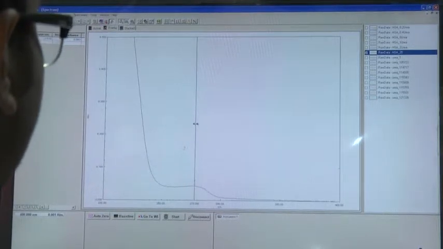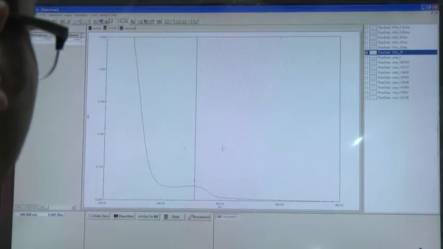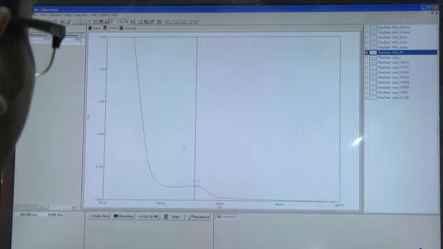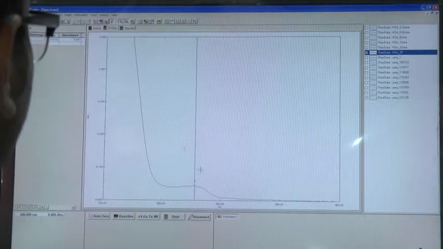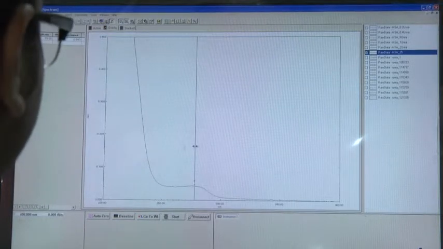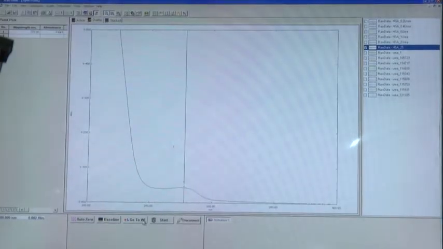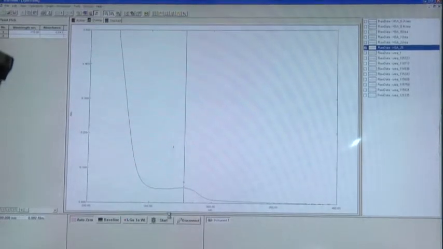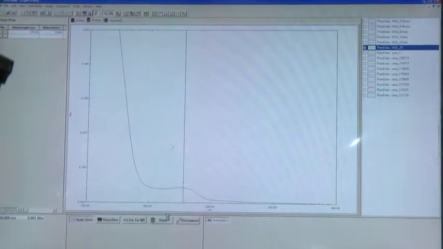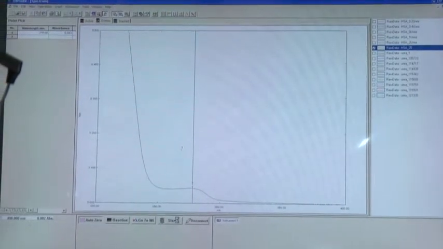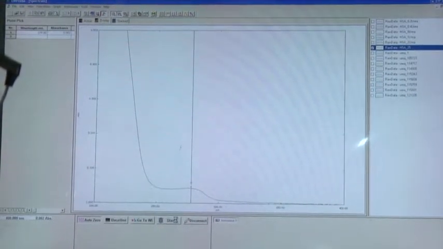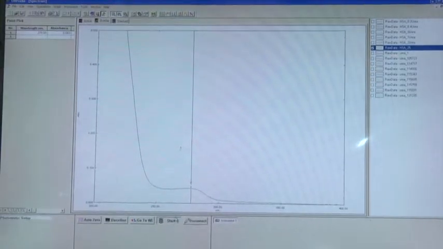Now, we are going to see its absorbance in the same region at 37 degrees centigrade. For this, let us do auto zero once again, and start.